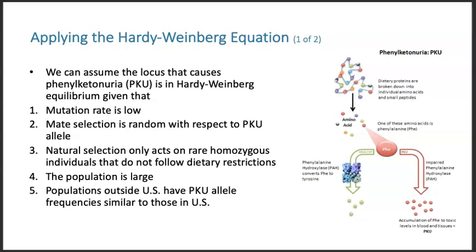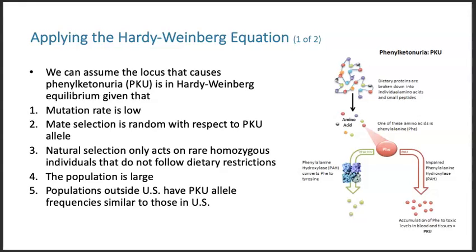But for PKU, we are in Hardy-Weinberg equilibrium. What does that mean? It means that there's not a lot of mutation that's happening at that PKU gene site. So mutation rate is low for PKU, as it is low in general for most genes in eukaryotic organisms. Mate selection is random with respect to PKU.